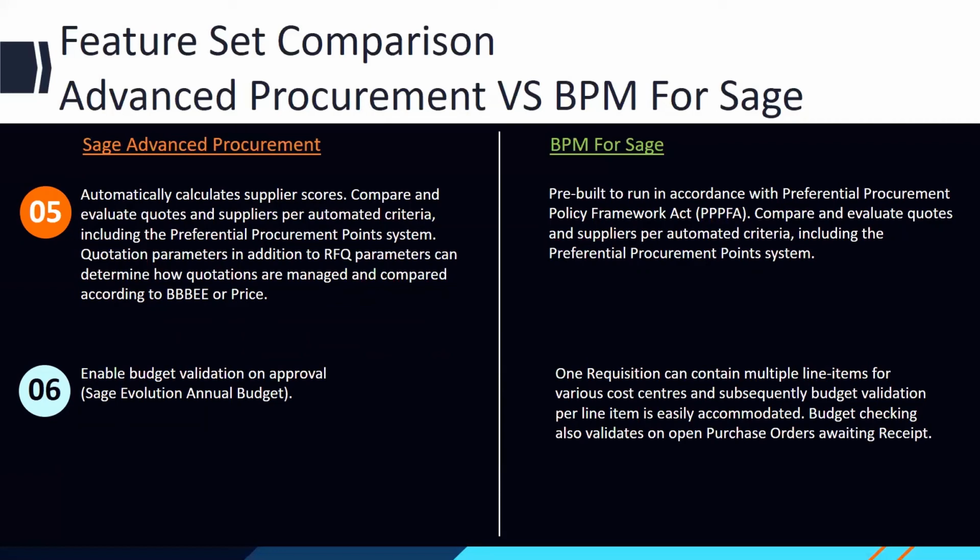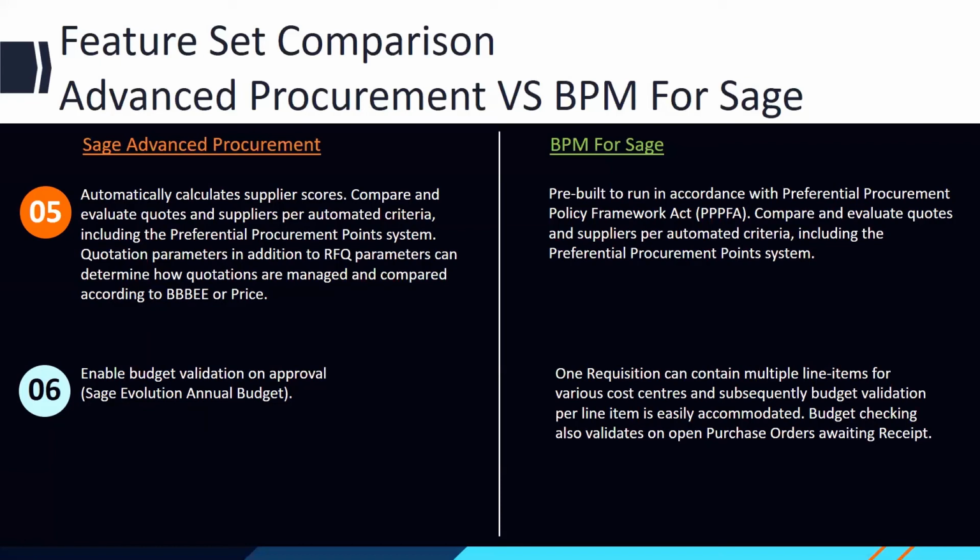Whereas in BPM for Sage, it's pre-built to run in accordance with the Preferential Procurement Policy Framework Act, where we could compare and evaluate quotes and suppliers per automated criteria, including the preferential procurement point system. Sage Advanced Procurement enables budget validation on approval using Sage Evolution annual budgets. Whereas in BPM for Sage, one requisition can contain multiple line items for various cost centers, and subsequently, budget validation per line item is easily accommodated for.